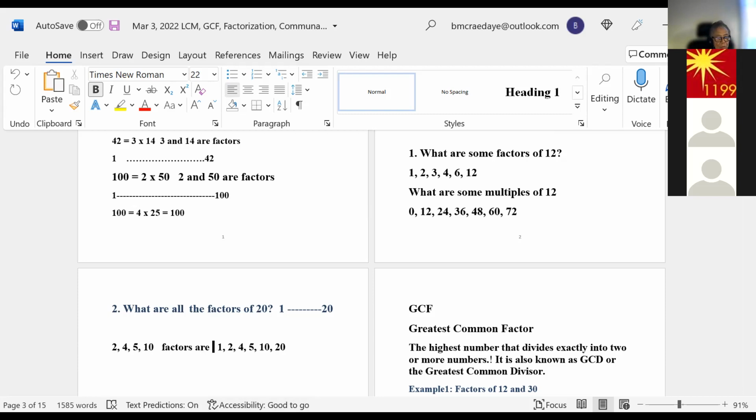So the factors are 1, 2, 4, 5, 10, and 20. All right. So now you know how to find factors. Now, Maureen, give me the multiples.